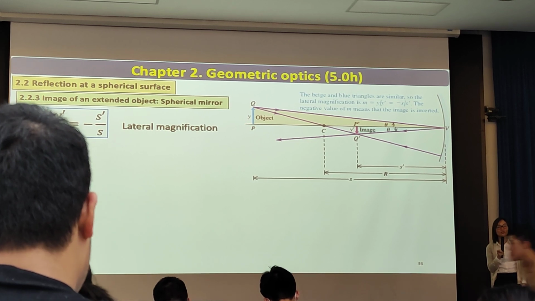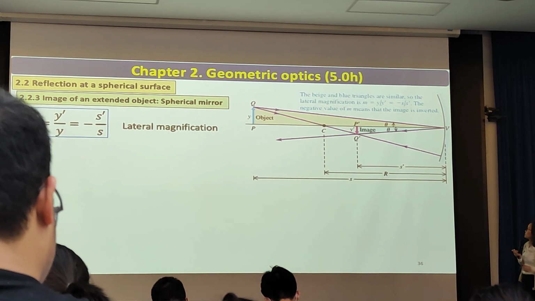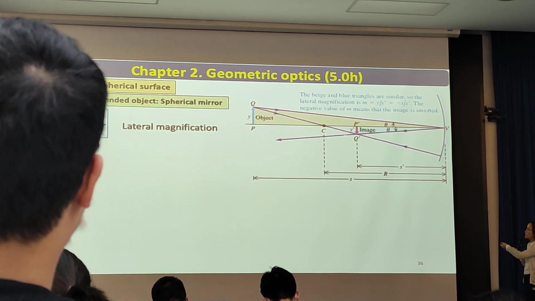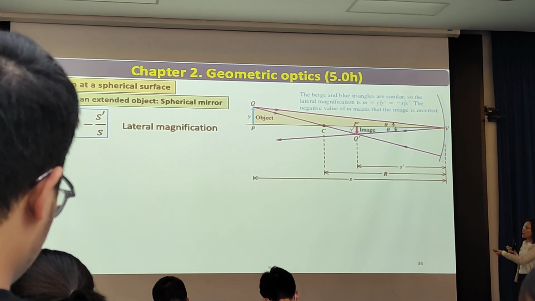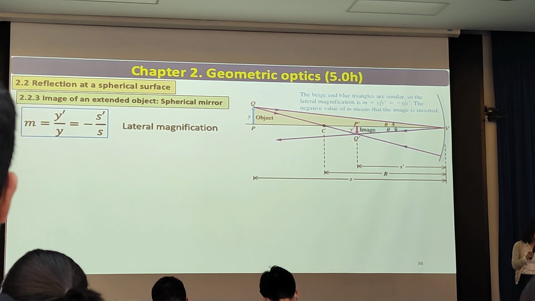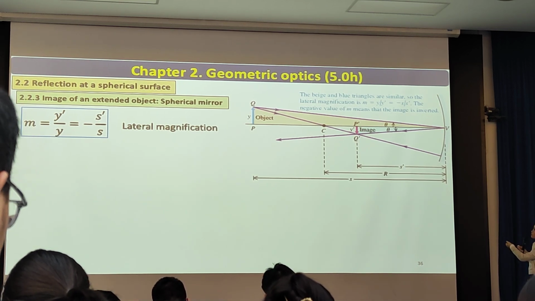Another direction. Yes. So in this case, you see, for sure you have the real image. So S prime is positive. So M equal to minus S prime over S will be negative. So that's why you see inverted direction here.